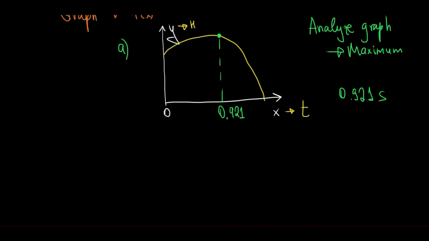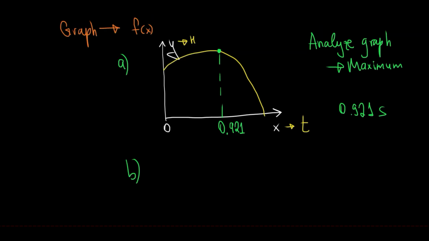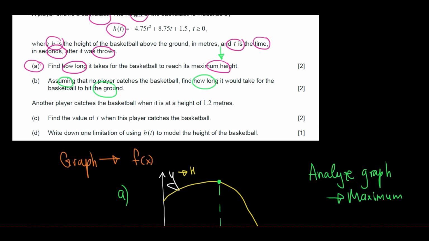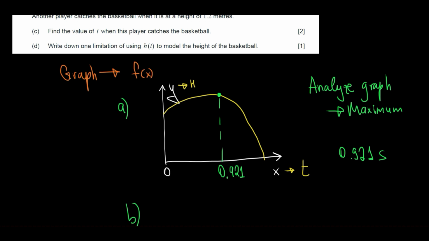Now let's look at part B. Part B says the following: assuming that no player catches the basketball, find how long it takes for the basketball to hit the ground. The ground, as you can imagine, is over here. This is the ground on the x-axis. So here's the basketball, somebody throws it, right? It flies in the air until it hits the ground. The question is, how long did it take to get to this point?